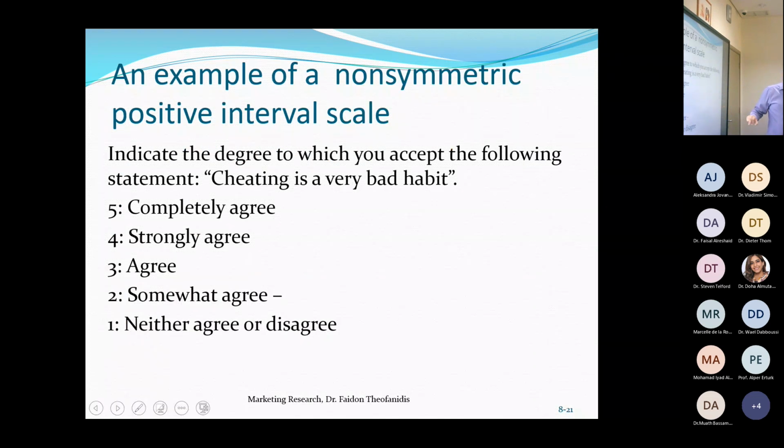We call this a Likert scale. Yes, this is a Likert scale because it fulfills the criterion of having the consumers indicate their level of agreement or disagreement on a specific statement. Clearly you have a statement here, cheating is a very bad habit, and then clearly you have some different evaluations about that statement, levels of agreement.